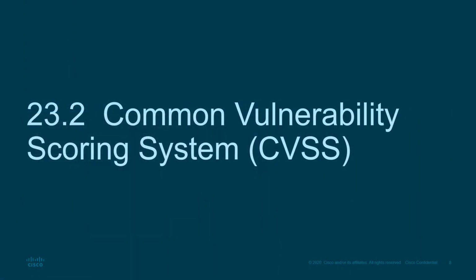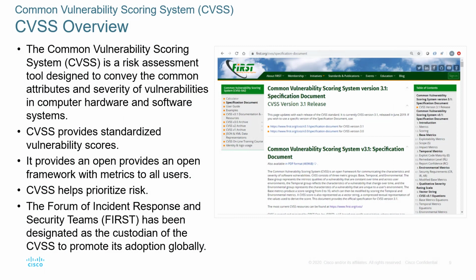Moving past that, we have to have a way to score our systems. We have to have a way to actually make it more tangible. Well, we can't just say, oh, our network is vulnerable. We need something that's more structured than that. And that is where we get the Common Vulnerability Scoring System, or CVSS. Alright, so understand that the CVSS is a risk assessment tool.